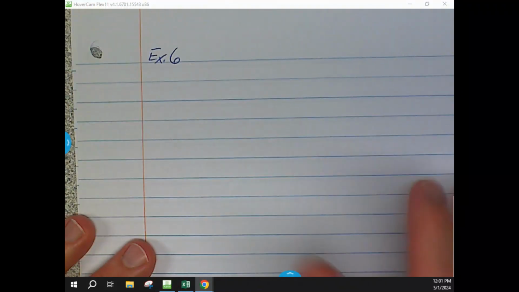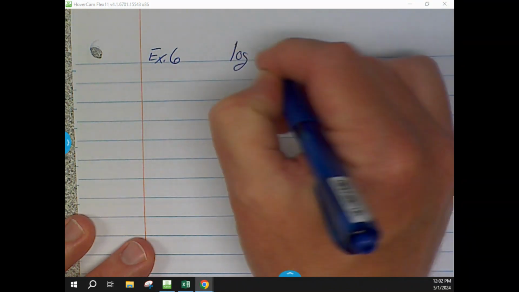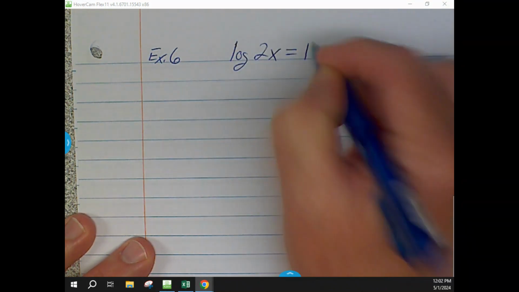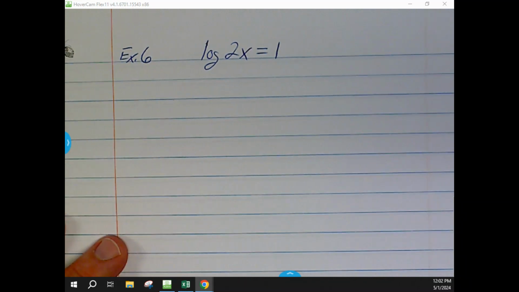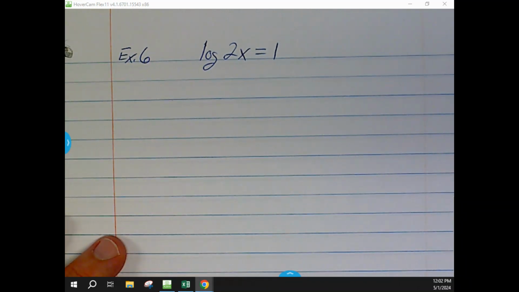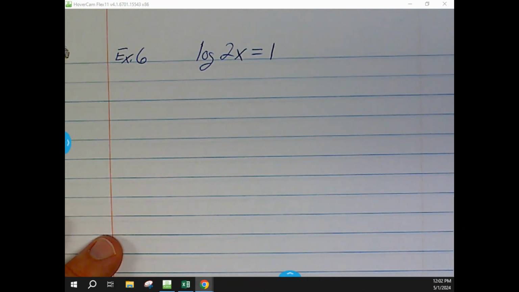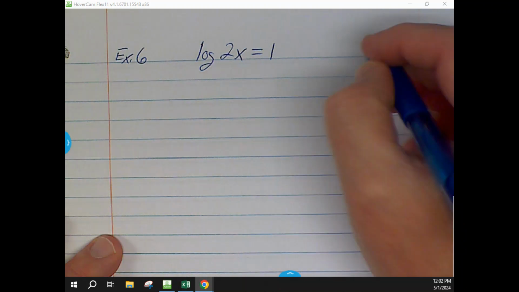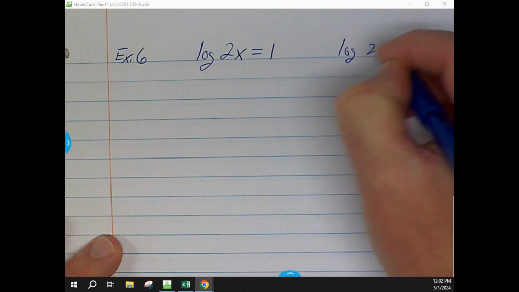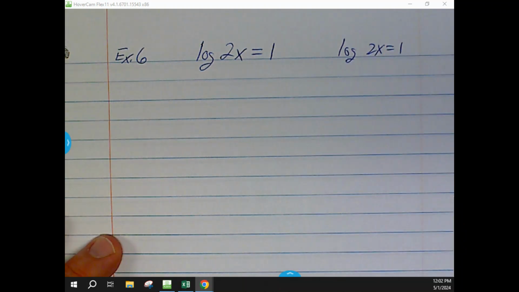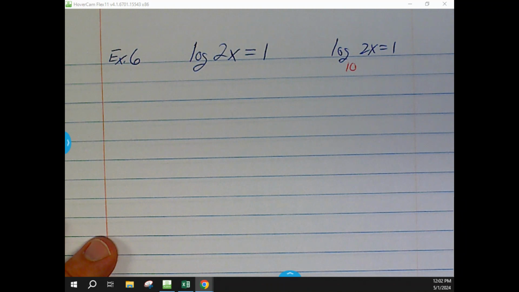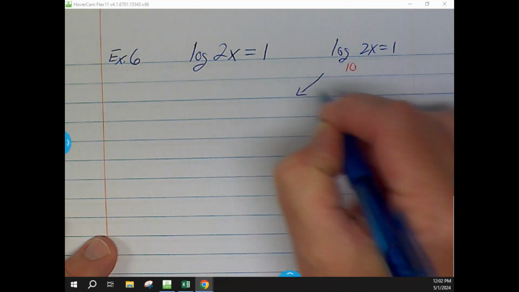All right, so for this one, let's go log of 2x equals 1. Okay, so what's the first thing it's missing on this one? Base. Yeah, we don't have a base, right? There you go. No base. That means you got to go back and put a 10 on it. So if you don't have a base, just know that that thing is really base 10. And that's what we're going to rewrite it.